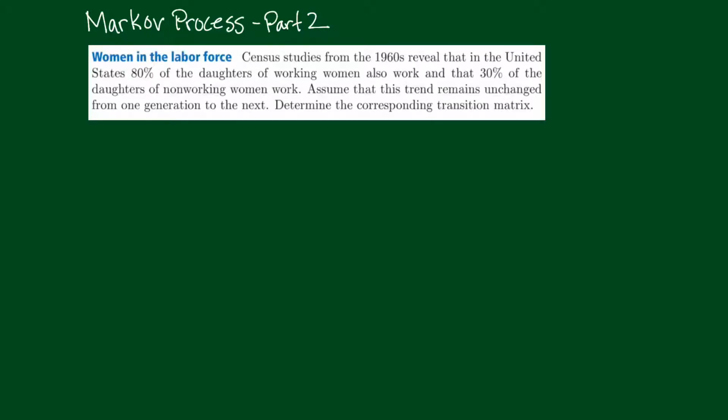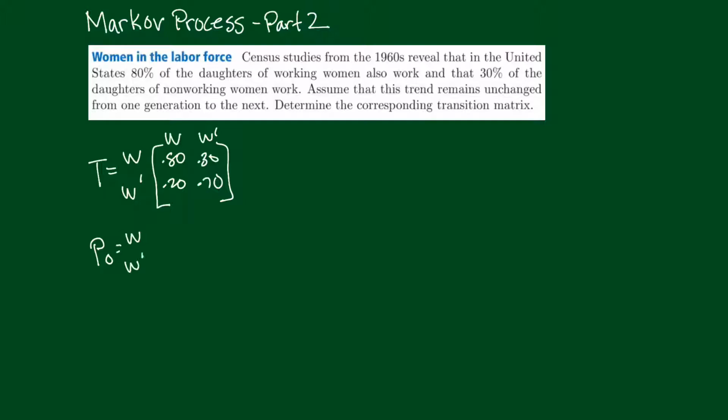Starting our discussion on Markov processes, in part 1, we took a look at this problem right here and we summarized it with this transition matrix. So we had two states, working, not working, working, not working. And these numbers were 0.80, 0.20, 0.30, and 0.70. And then we had this initial state matrix, working, not working.